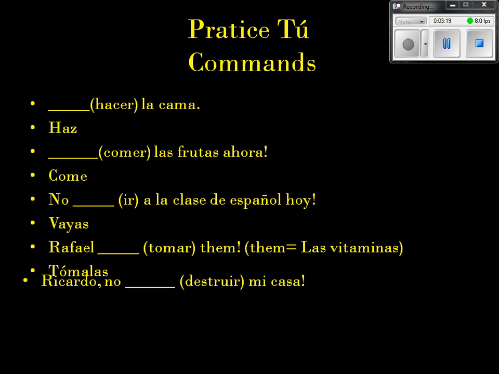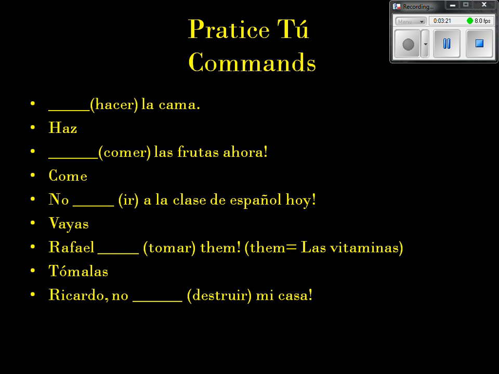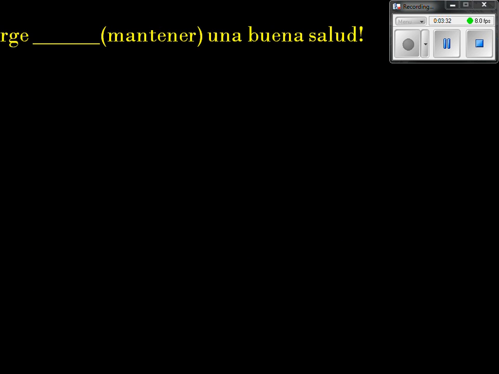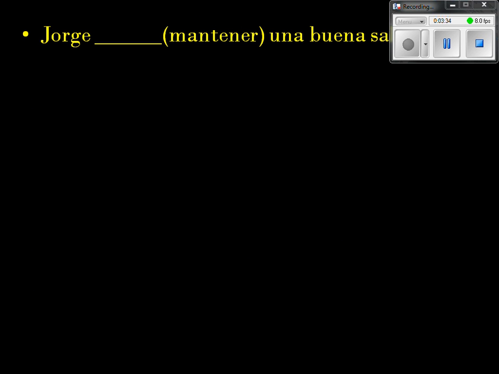Number 5. Ricardo no blank mi casa. It's destruyas because you have to put destruir in the yo form minus the o and then put as on the end because it's an IR verb. Number 6. Jorge blank una buena salud. This one is ten because ten is irregular in the positive tú command. Don't forget the accent over the e.